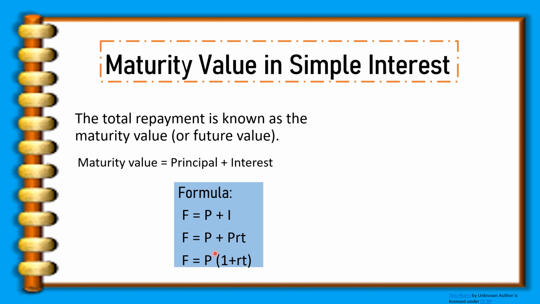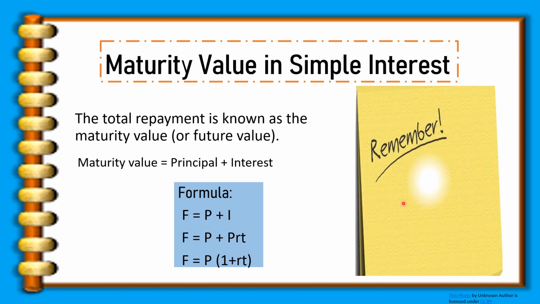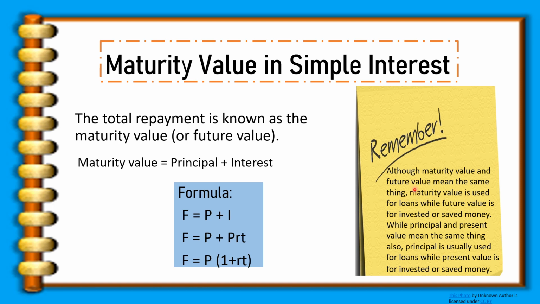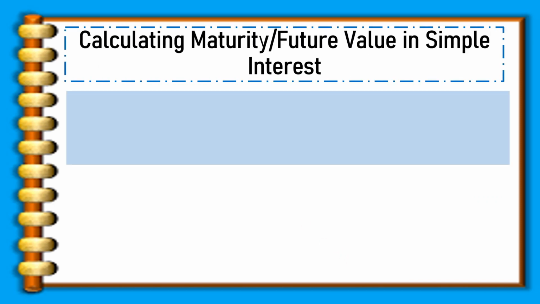Having been said that, remember that although maturity value and future value mean the same thing, maturity value is used for loans, while future value is for invested or saved money. While principal and present value mean the same thing also, principal is usually used for loans while present value is for invested or saved money. So remember that borrowing and lending are two sides of the same transaction. Let us now have the first example for calculating maturity or future value in simple interest.